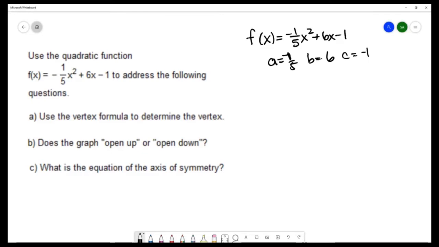So we are going to use the vertex formula to find the vertex, and the vertex formula has an ordered pair, h, k, and we're going to find the x-coordinate of the vertex using the formula negative b over 2a. And we're going to find the y part of our vertex by plugging that h into our function. So we're plugging the x into the function to get the y.